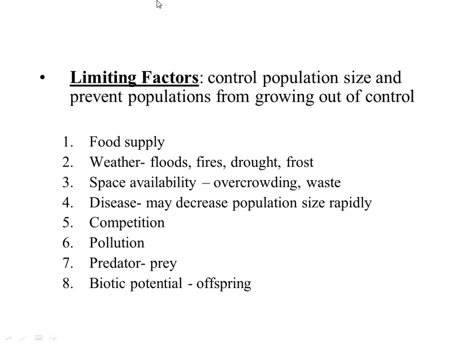Let's keep going. Space availability. Disease. Obviously, disease can, again, increase the death rate, cause the population to change greatly. Competition. If you have too many organisms, you can have them competing for the same materials, whether it's food or whether it's a place to exist, like a niche. You could have competition there.